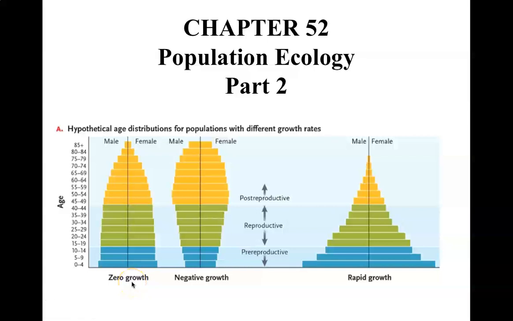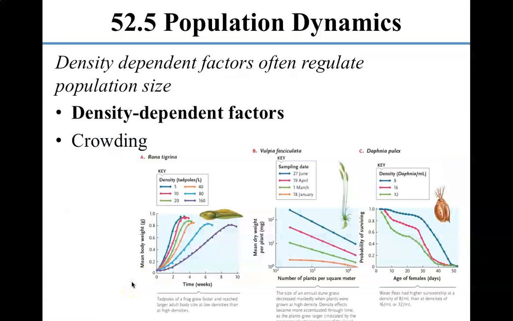All right, Chapter 52, Population Ecology, Part 2. We're basically picking up where we left off. We're still looking at different factors that can influence the life histories and the changes in population of species over time. Let's look at density-dependent and density-independent factors.